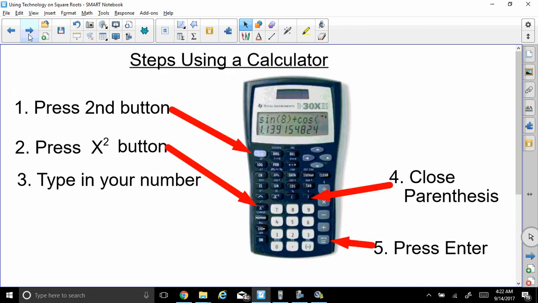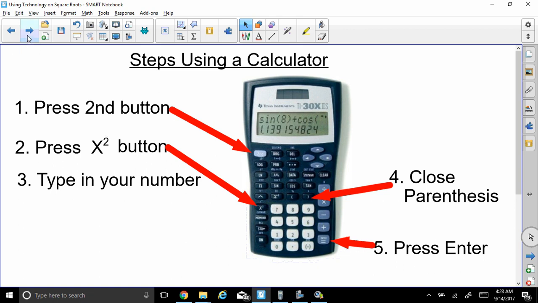Alright, let's get going. Here are your steps using the calculator. That's our technology. We're going to first press the second button located on the top. Then we're going to find the x squared button, which is located right next to the number 7. Then type in your number, close your parenthesis, so that way nothing else comes in, and then press enter and we will get our answer. So those are the 5 steps.